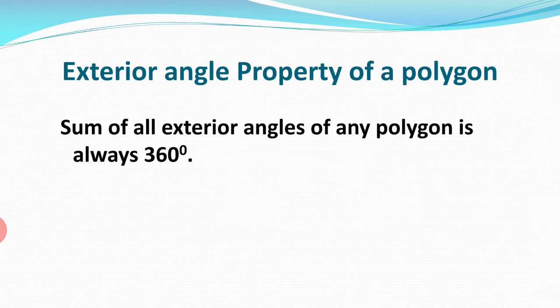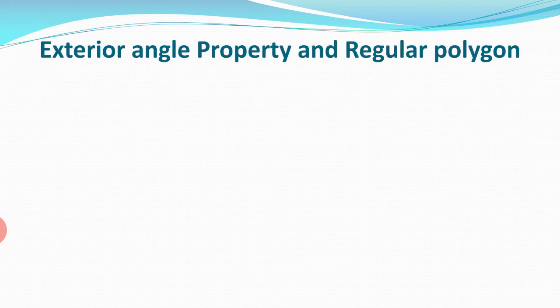So we write down: sum of all exterior angles of any polygon is always 360 degrees. Now if it is 360 degrees and it is constant for every polygon, starting from a triangle to n number of sides for a polygon. Is it okay? Now what happens for a regular polygon then? Now exterior angle property and regular polygon, can we have some interesting formula for this?